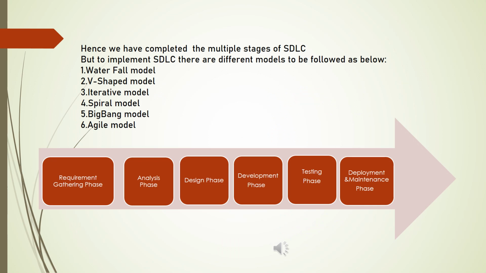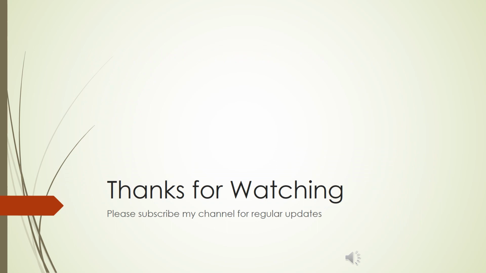Hence, we have completed the multiple stages of SDLC. But to implement SDLC, there are different models to be followed as below: waterfall model, V-shaped model, iterative model, spiral model, Big Bang model, and the very popular Agile model. What model to follow is purely based on business factors.